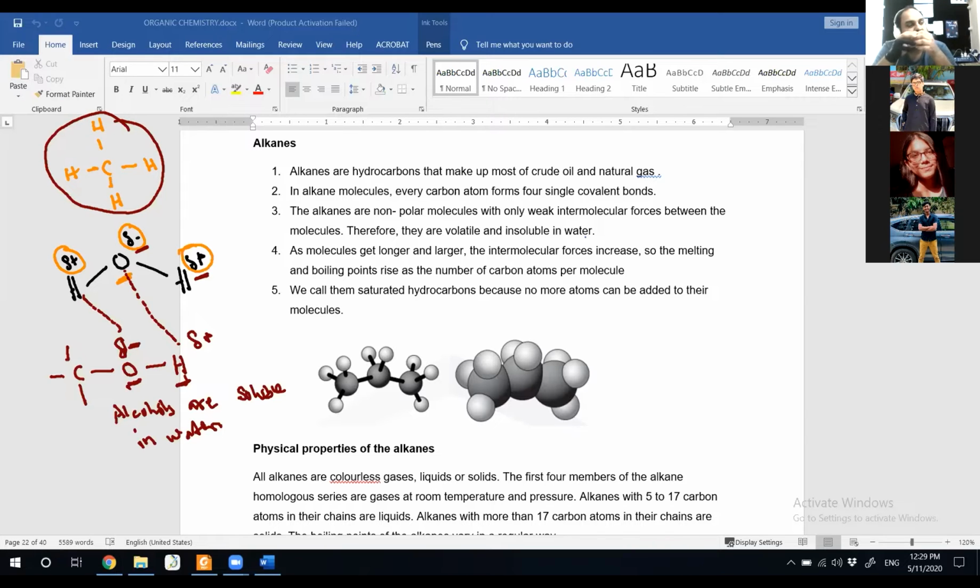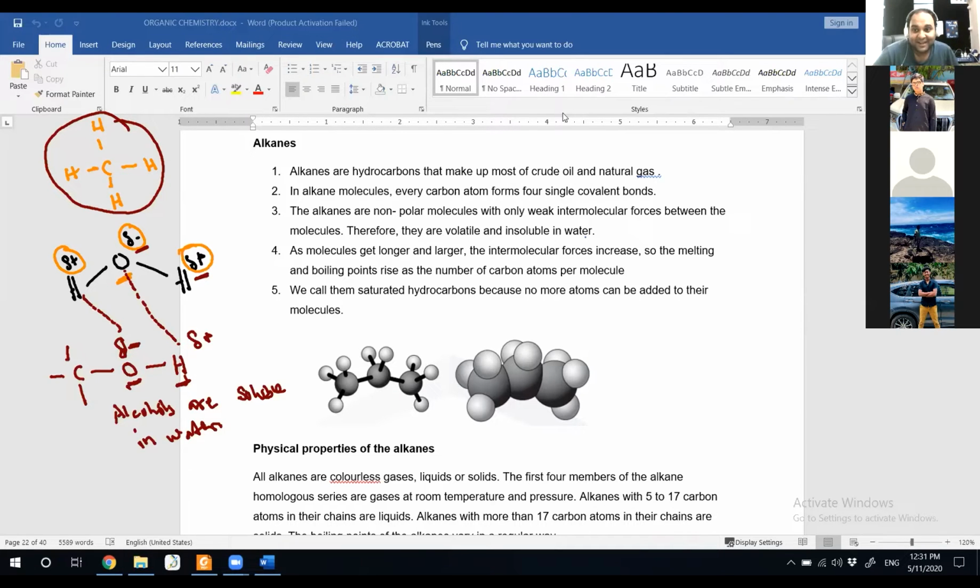Okay? Carboxylic acid, does it have oxygen? Yes, sir. Carboxylic acid has oxygen. Will it be soluble or insoluble? Soluble, sir. That's it. So is there any need to memorize? No, sir. Okay.